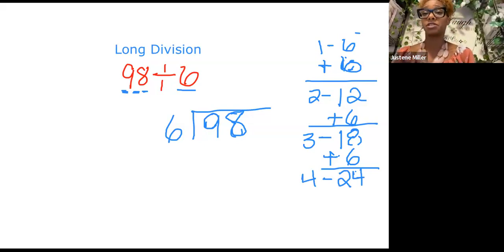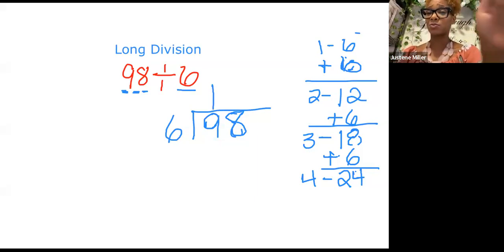So now with long division, you want to ask yourself, how many groups of 6 can go into my first number? And the first number I see is 9. So I'm asking myself, how many groups of 6 can go into 9? When I look at my chart, I know that if I have 9 pieces of candy, you can only give me one group of 6. So I put the 1 at the top.